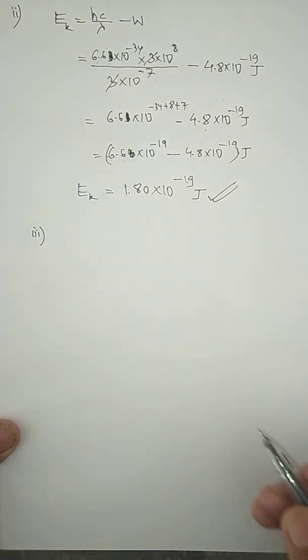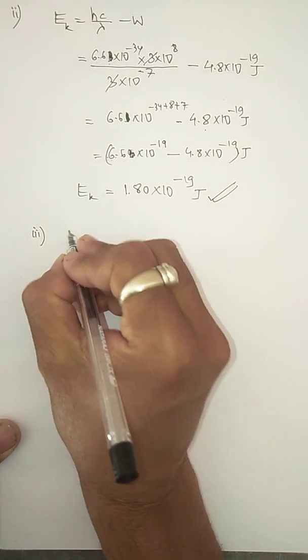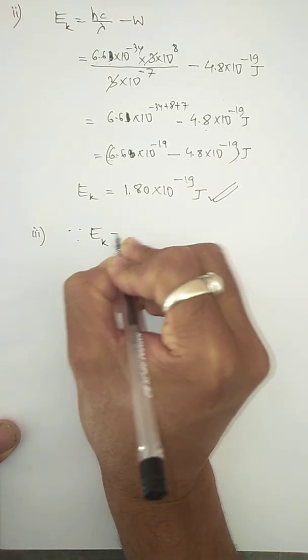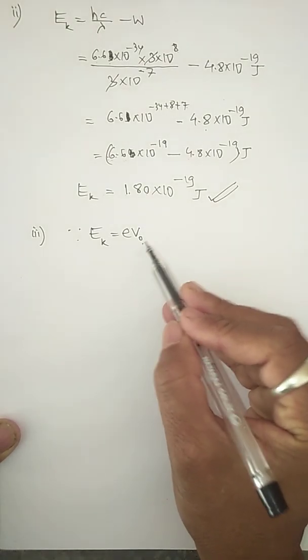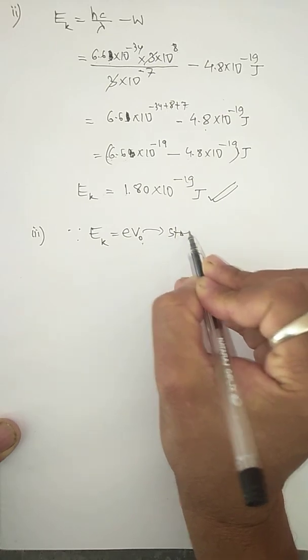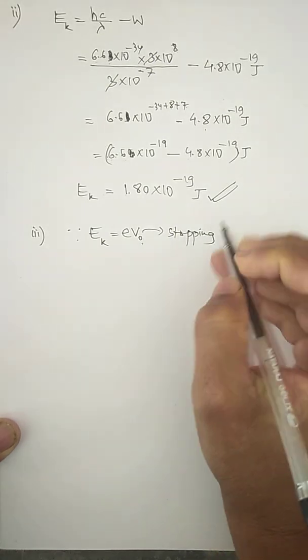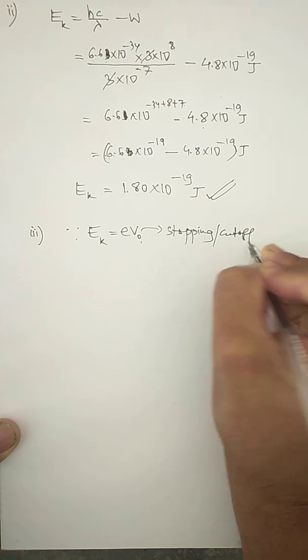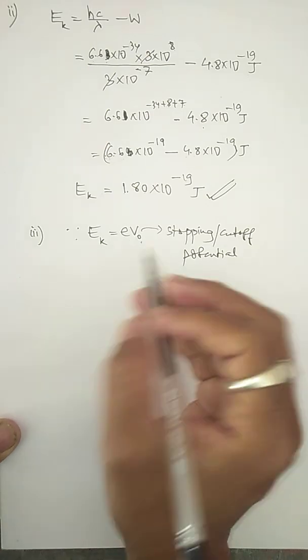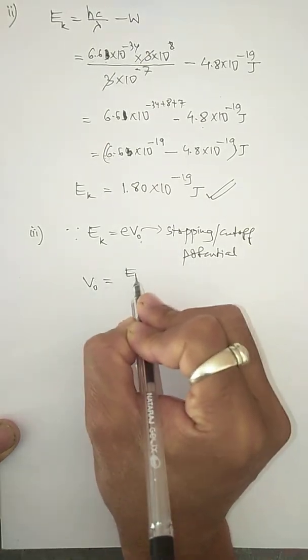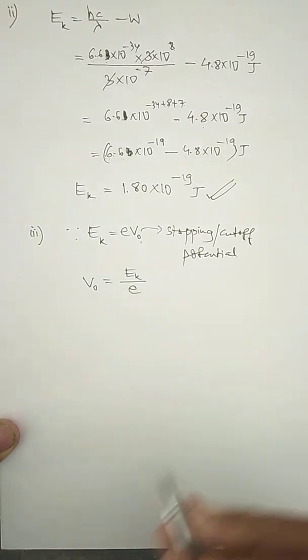Now the third part of the question: we need to calculate the stopping potential. How to calculate stopping potential when the maximum kinetic energy of the photoelectron is given? For that we have a relation. The maximum kinetic energy of the photoelectron is also expressed as eV naught in terms of stopping potential. V naught means the stopping potential, also called cutoff potential. So Ek equals eV naught, then V naught equals Ek by e. We can write it this way also.